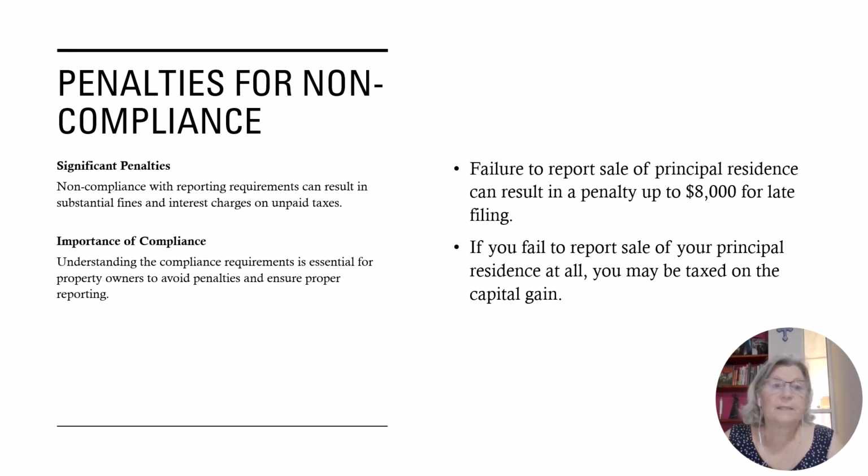Now, here are the penalties. Failure to report the sale of your principal residence results immediately in a penalty of $8,000 for late filing. And then there's a percentage and a fee per month that you're late, and the interest compounds. So if you fail to report the sale of your principal residence, you might be taxed 100% on the capital gain. It's really serious stuff. And the government's broke, we're in a deficit, so all of us need to pay attention to this. That's why it never hurts, if you're doing your taxes, to have someone review them for you.